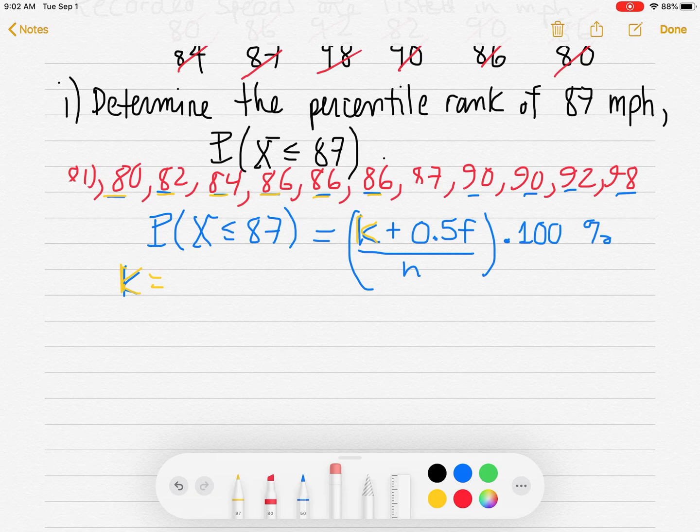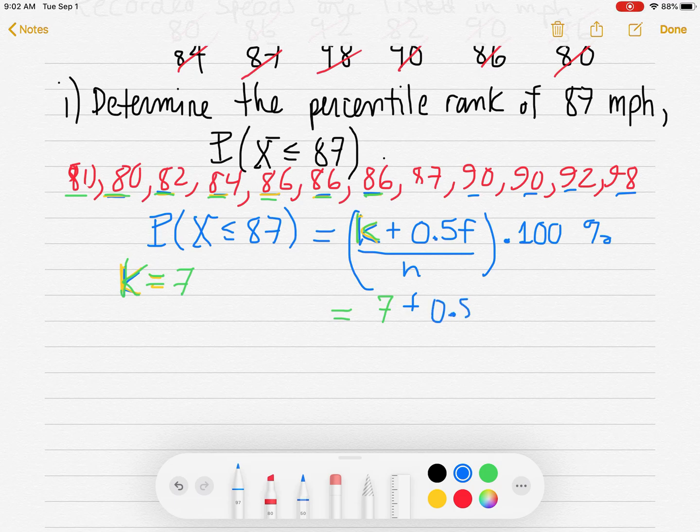Count one more time. A little slow this morning. 1, 2, 3, 4, 5, 6, 7. Okay, smaller than 87, there are 7 data values, right? So we got 7 right there. So in place of that k, I'm going to put a 7.